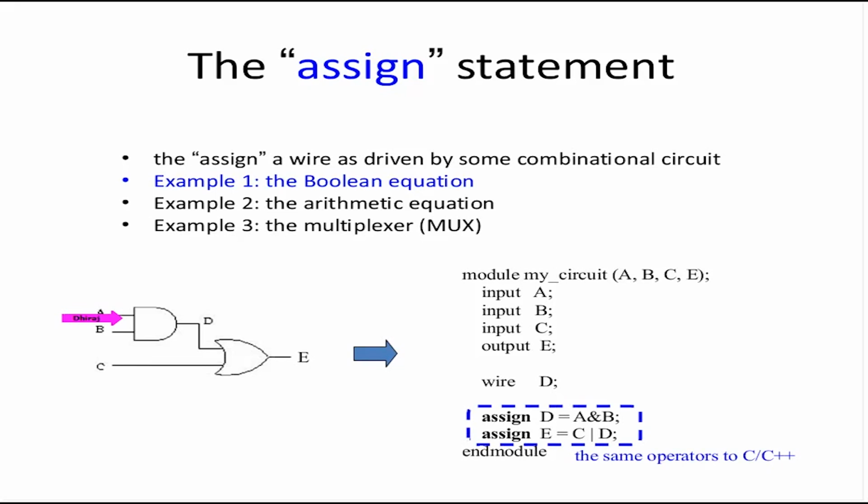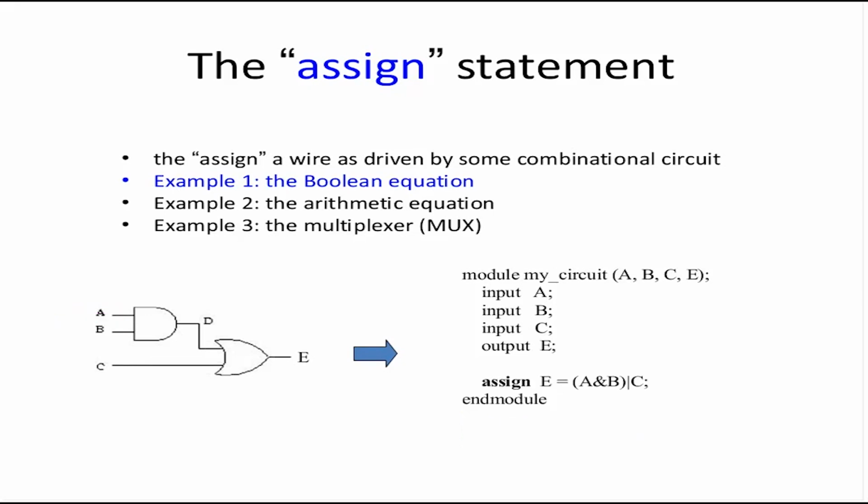So the operators are very similar to C++. They are not arithmetic operators or Boolean operators. This is one more example. As I told, you could directly write assign is equal to A and B or C. So depending on the maturity of the RTL designer, these assign statements can be very basic or very complex.